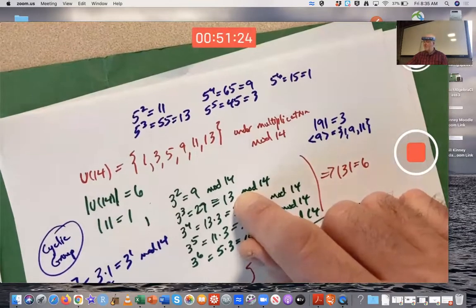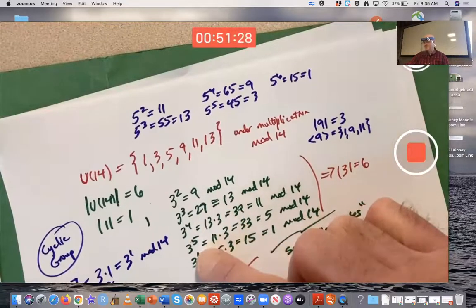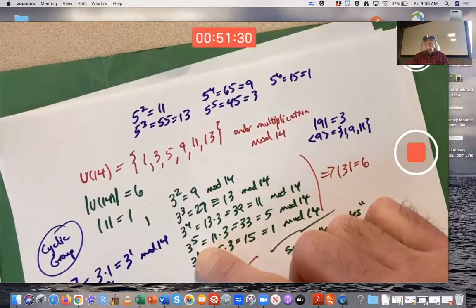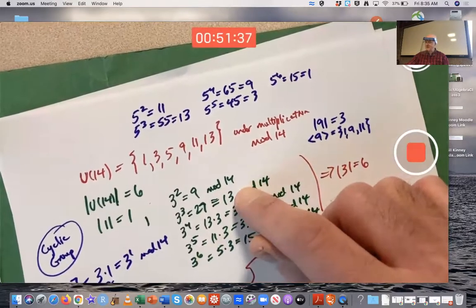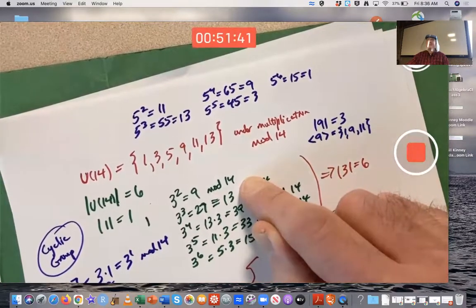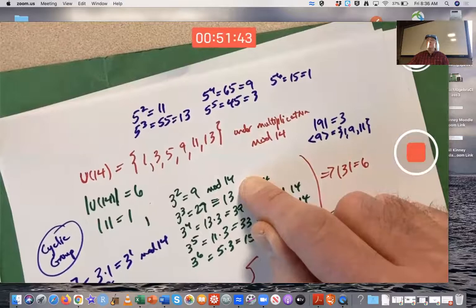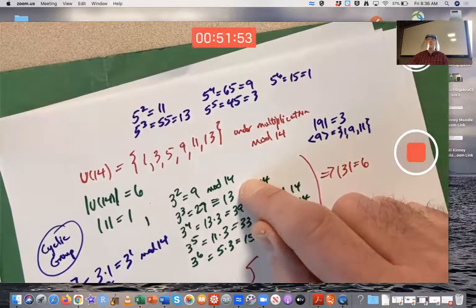13 is 3 cubed and 3 divides 6 with the quotient of 2. It's got to have order 2. 13 squared has got to be the same as 3 to the 6th, which is 1. Yeah, 13 squared is 169. 169 divided by 14. 14 goes into 140. It goes into 154. It goes into 168. Yeah, 169 divided by 14 has a remainder of 1.